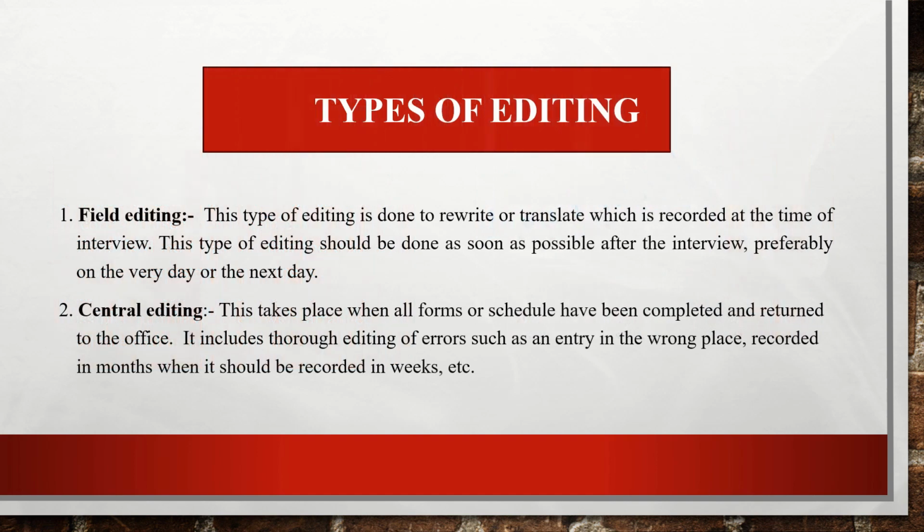This editing can be done in two stages. First one is field editing and the second one is central editing. Field editing is done by the investigator or the person who has collected the data. For example, at the time of collecting data, the enumerator may write short forms or put some marks or write briefly. So, in this field editing stage, he has to rewrite it clearly.